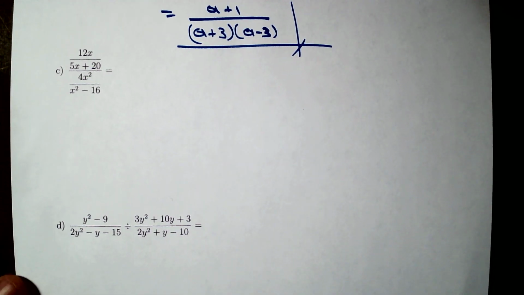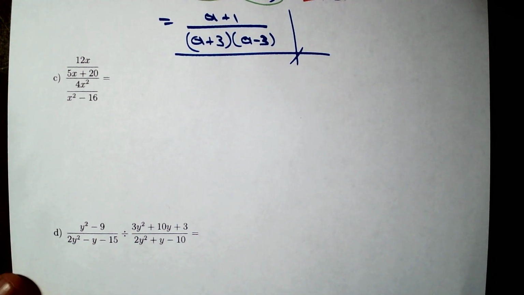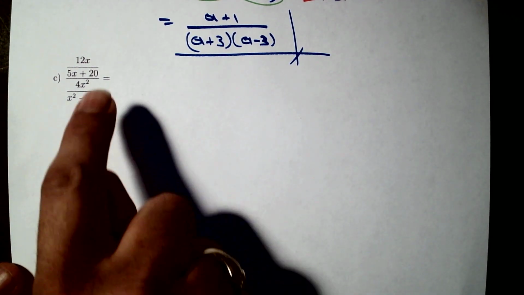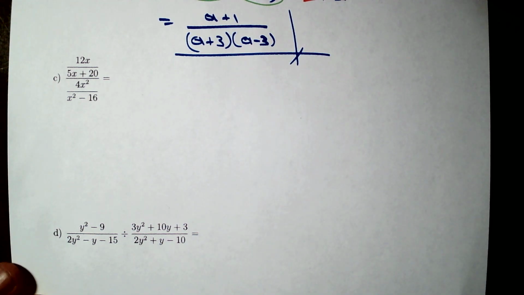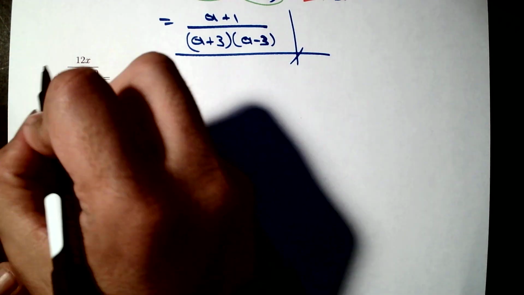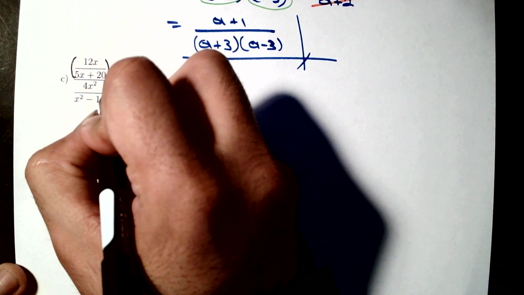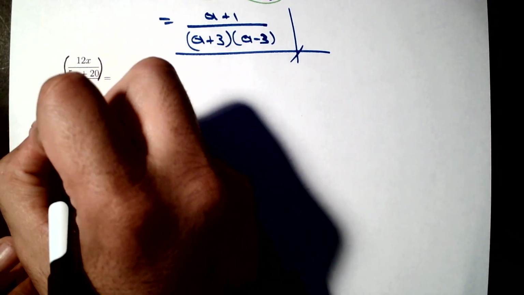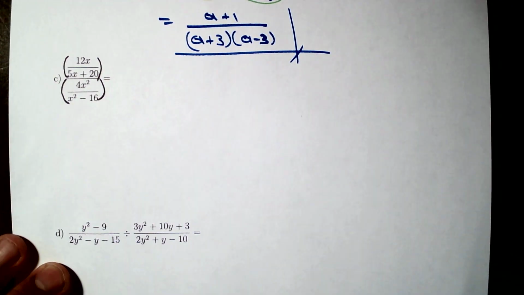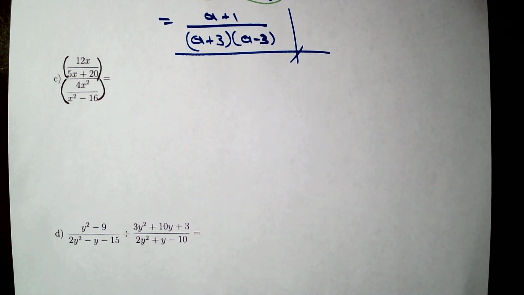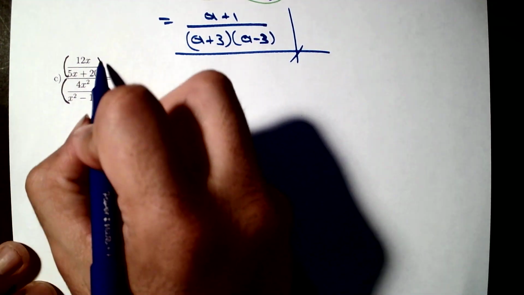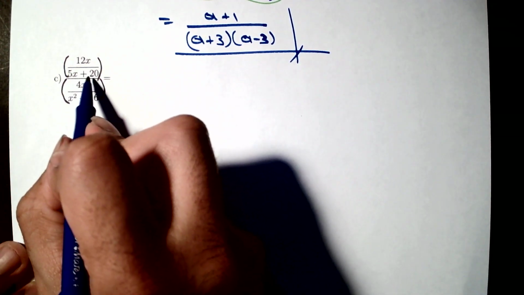Letter C, well, we're going to have fractions that are going to be a little bit ugly looking like this. So in this case, how do we proceed and work on this? Well, number one, you might want to group this. Put parentheses around each one. Okay. So in this case, we are dividing one fraction by another fraction.